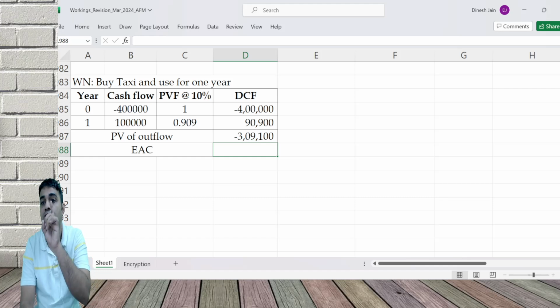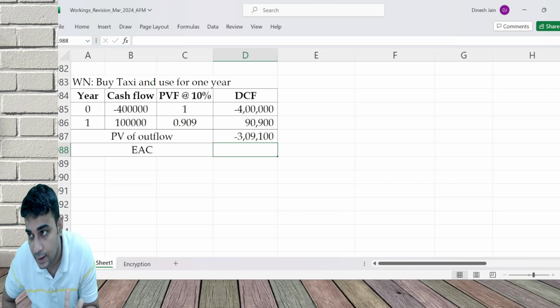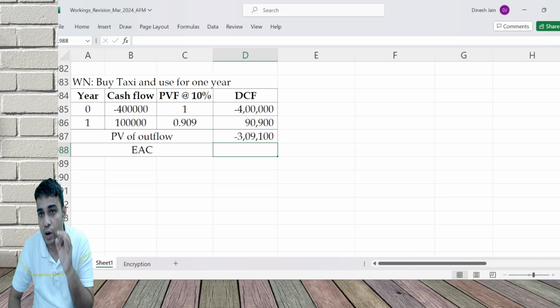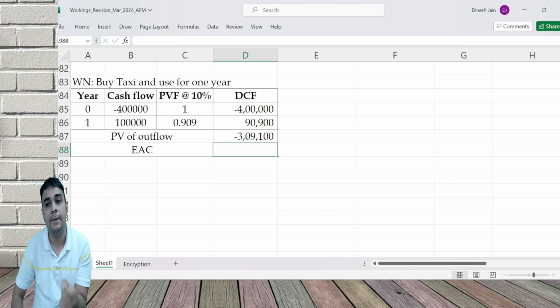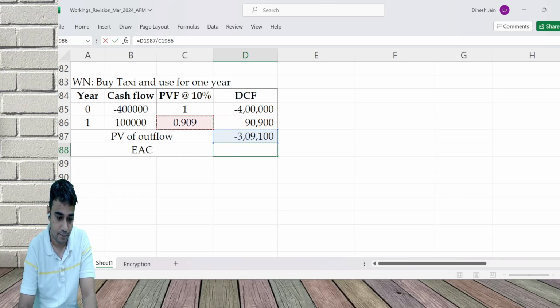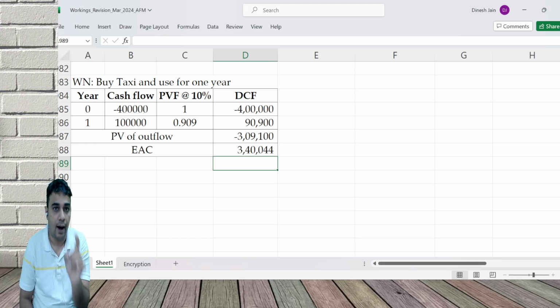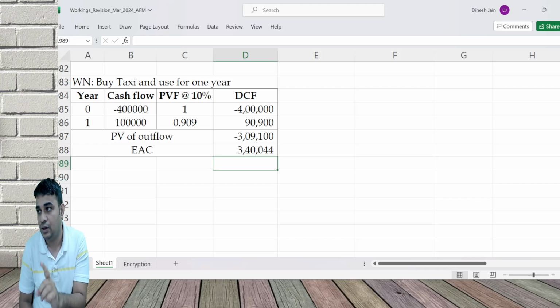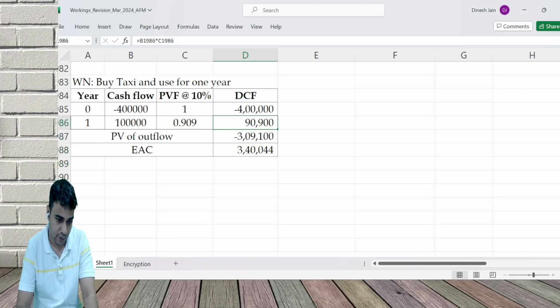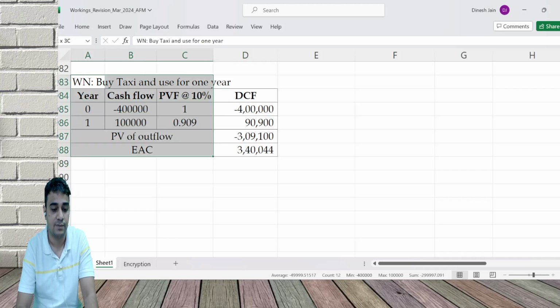I'm using this only for 1 year. If you use only for 1 year, you're spending 3,09,100, whose equated annual cost is divided by annuity factor 10%, 1 year, which is 0.909. This is my first choice. If you buy the car and sell it in 1 year, you have indirectly spent 3,40,000 per year. Then the second option is buy taxi and use for 2 years.